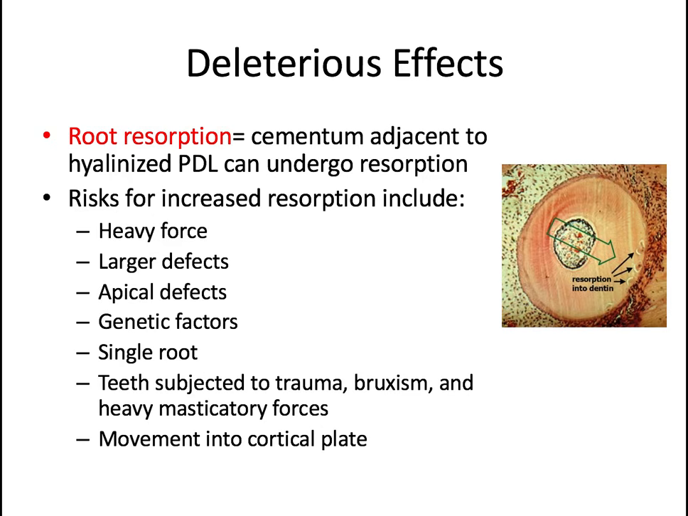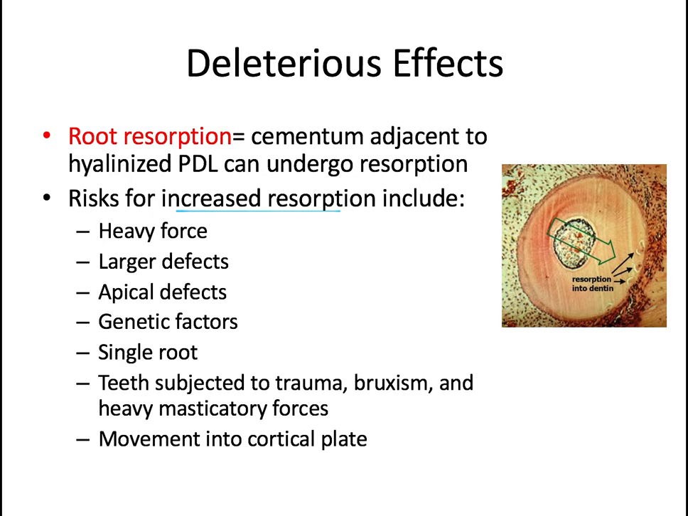Risks for this amount of increased resorption include heavy forces, larger defects, and apical defects. So this means that resorption that's occurring for a larger area or more apical area of the tooth does not repair itself as well. Every tooth that's being moved is going to get some amount of resorption, but the tooth can repair itself unless there are larger defects that are forming or they're more apically located. Genetic factors can play a role.